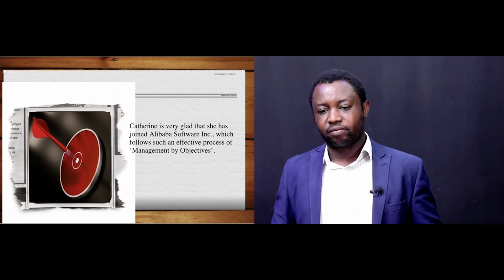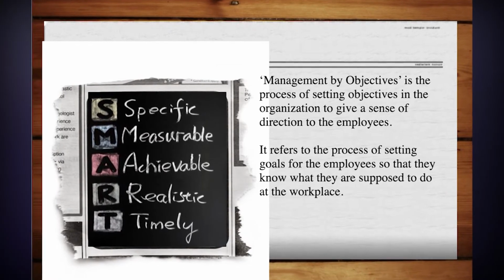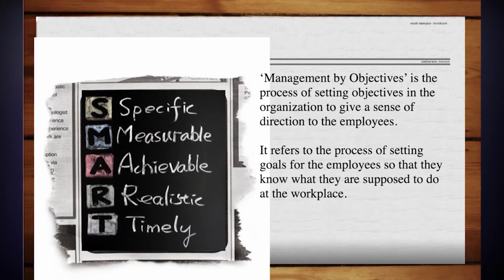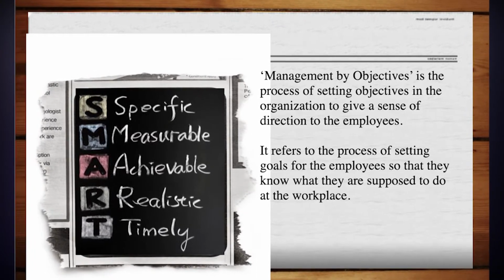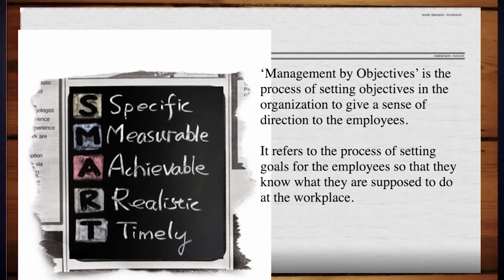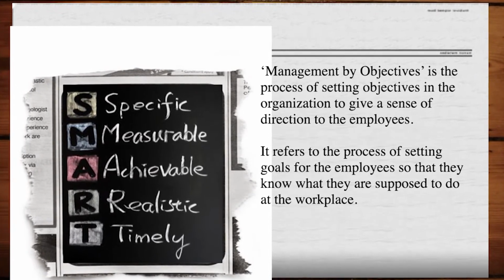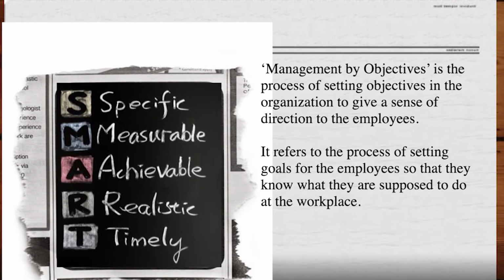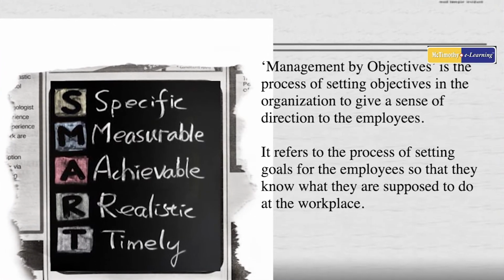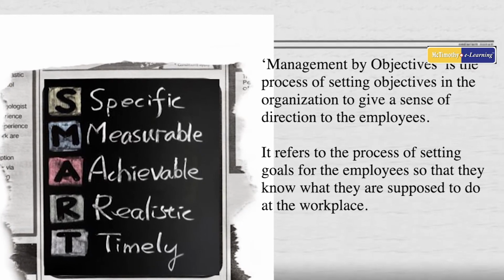by objectives. Management by objectives is the process of setting objectives in the organization to give a sense of direction to its workforce. It is referred to as the process of setting goals for the employees so that they know what is expected of them or what they are supposed to do at the workplace. In other parlance, we call MBO a smart objective setting process that helps individual members of the team to achieve their daily goals and ultimately to help the organization achieve its business objectives.